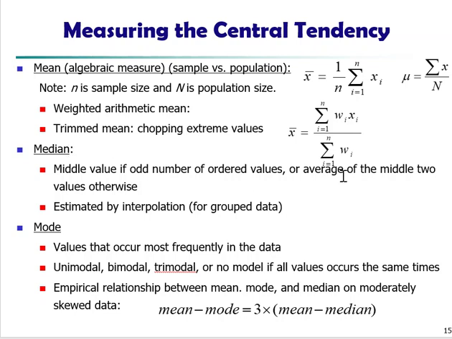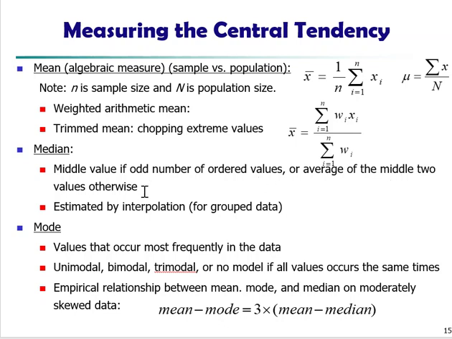If you have an even number of values, then you will have two values sitting at the middle of this order. So you will take the average of the middle two values to find the median.